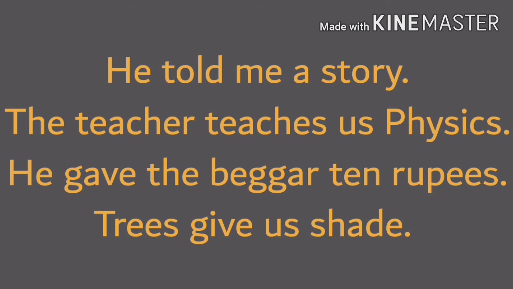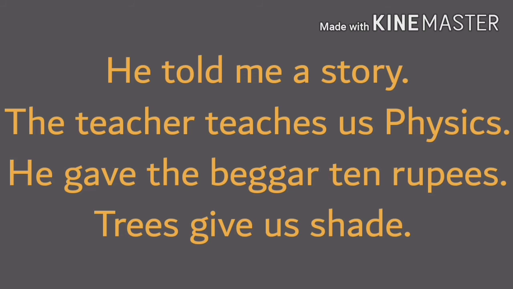Second sentence. The teacher teaches us physics. Teaches what? Physics. Physics is the direct object and us is indirect object. So us is in accusative case or objective case. He gave the beggar 10 rupees. Gave what? 10 rupees. To whom? The beggar. So the beggar is the indirect object. It is an objective case or accusative case.